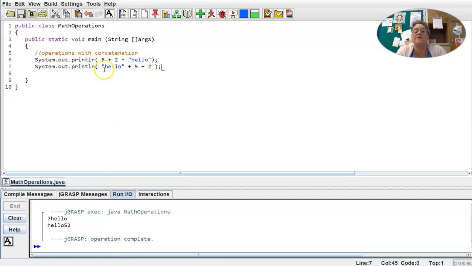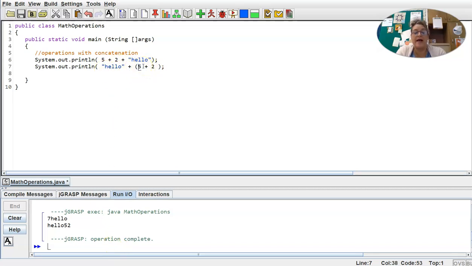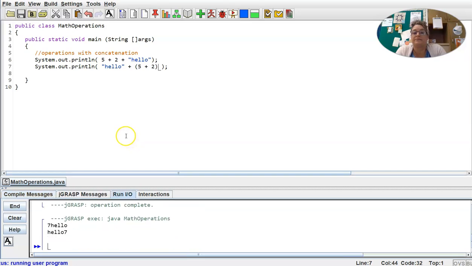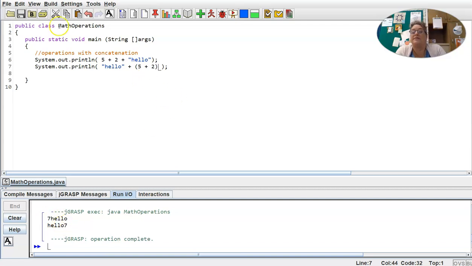Okay, if I want to force Java to add that 5 and 2, I need to group it in parentheses because parentheses come first in the order of precedence. So now Java will look first at the 5 plus 2 inside the parentheses, add those integers together to get 7, then it'll be hello, a string concatenated with the 7. So we'll go ahead and run. Right, and now we have our hello 7.